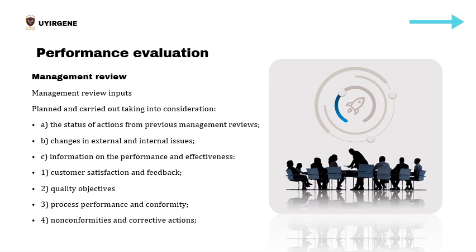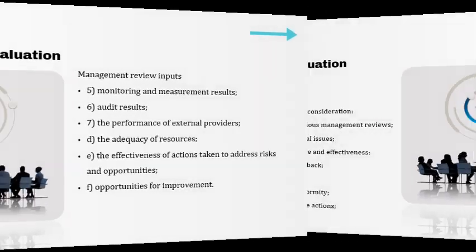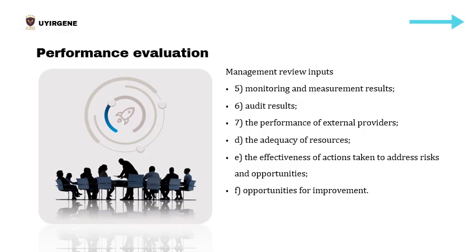changes in external and internal issues that are relevant to the quality management system, information on the performance and effectiveness of the quality management system, including trends in customer satisfaction and feedback from relevant interested parties. The extent to which quality objectives have been met. Process performance and conformity of products and services. Nonconformities and corrective actions. Monitoring and measurement results, audit results, the performance of external providers, the adequacy of resources, the effectiveness of actions taken to address risks and opportunities for improvement.